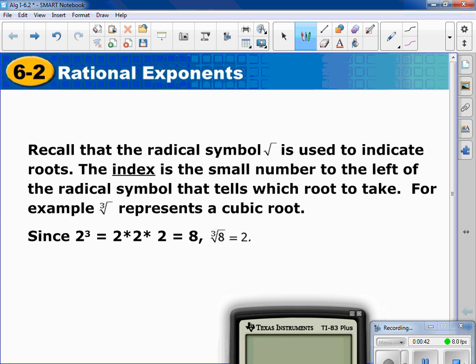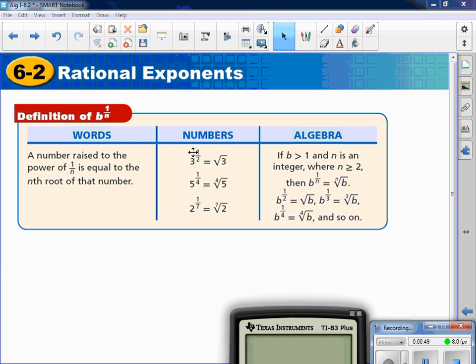So if you see 3 to the 1/2 power, that is the same thing as the square root of 3. If you see 5 to the 1/4 power, it is the same thing as the 4th root of 5. 2 to the 1/7 is the 7th root. So when you see a fraction as an exponent, the denominator is that root.